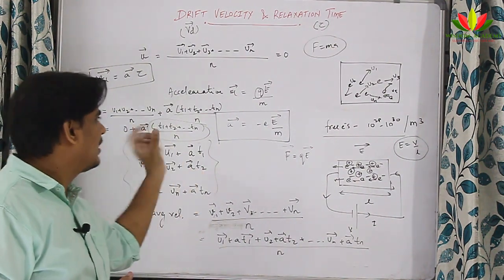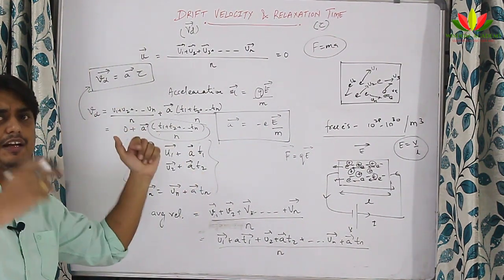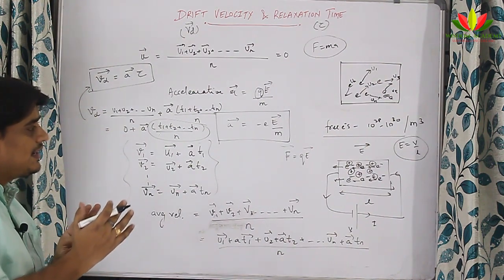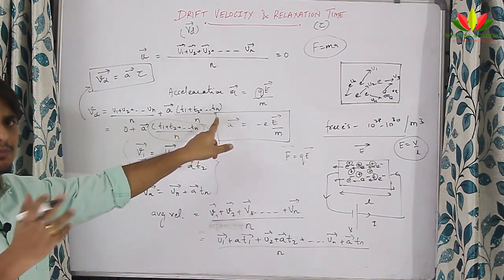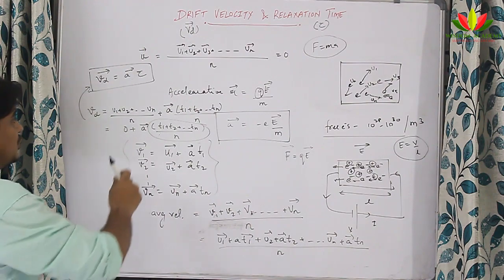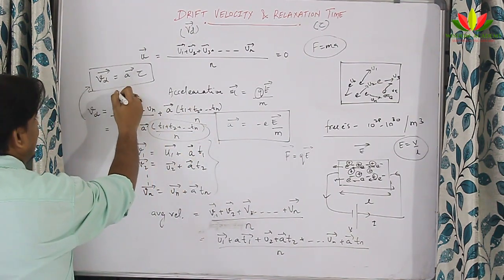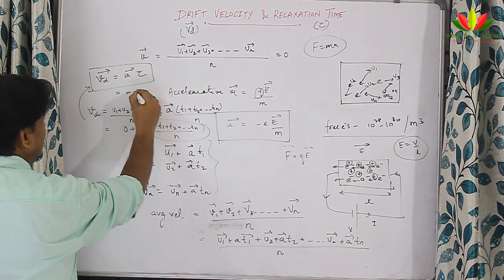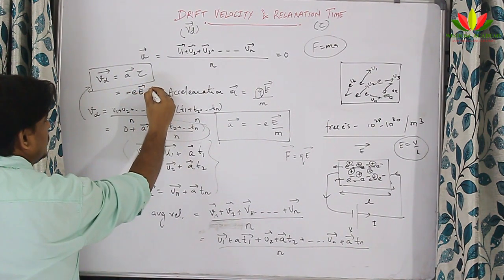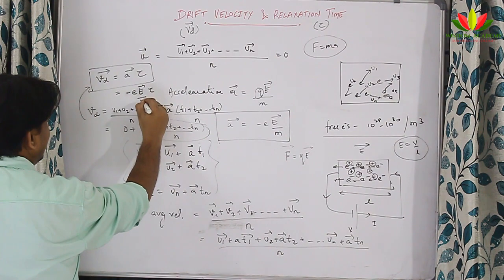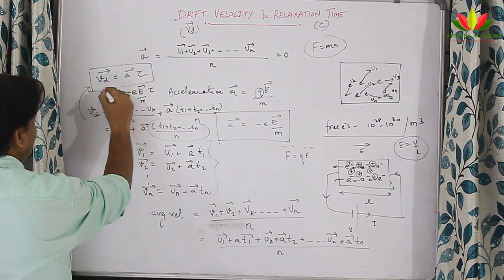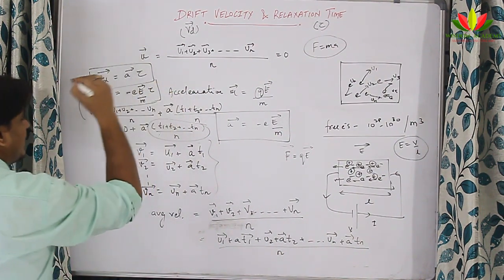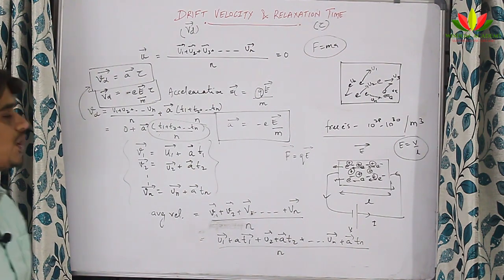If someone is wondering why I have taken only A, why not A1, A2, when we apply an electric field, all the particles will have the same acceleration. You can even put the value of A here, then it will get modified. It will become A is minus eE by m. So drift velocity is also written as minus eE into tau by m.